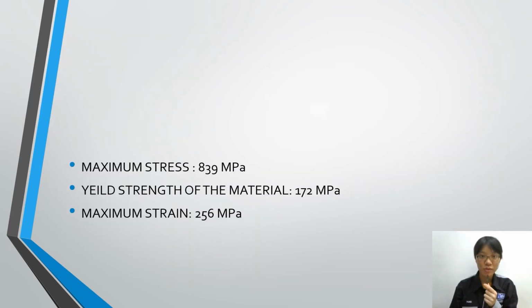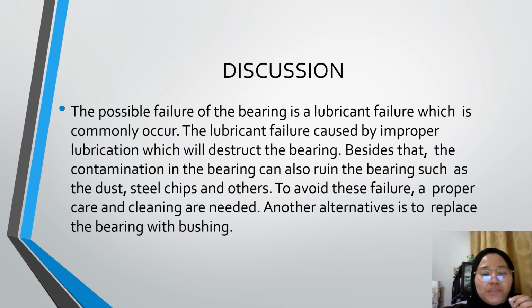So from it, we can conclude that the maximum stress for the bearing is 839 megapascals. Next, we are also able to know the yield strength of the material is 172 megapascals. And lastly, the maximum strength of the bearing is 256 megapascals. So that's all from me. Thank you. Next part is discussion.